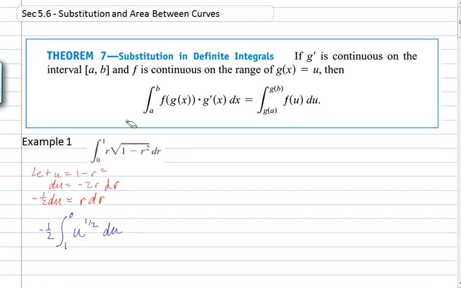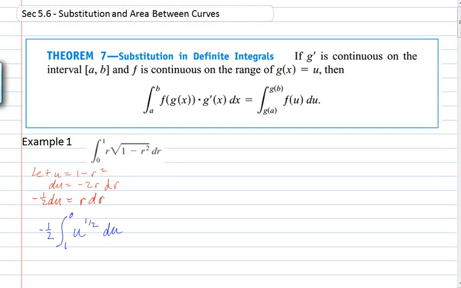This says you take whatever u is equal to. We let it be a function of our variable of interest. Your lower bound then comes from plugging that lower bound into the function. Our lower bound here was 0. We plugged the 0 in right here in place of r. 1 minus 0 is 1. Got it? We changed our bound, so now we never have to look at the r ever again.